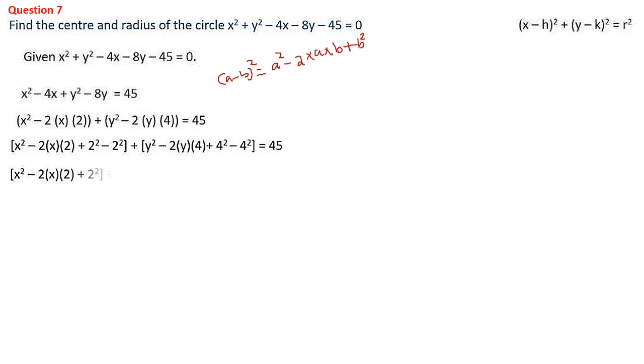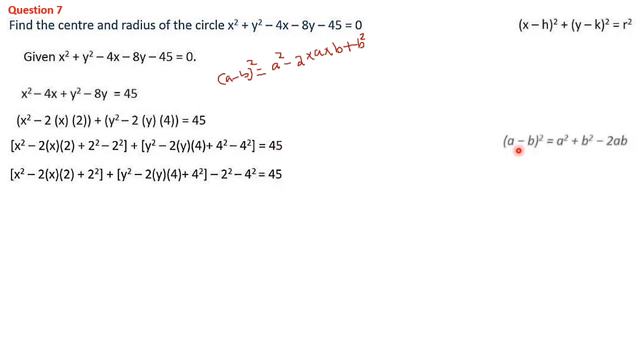Then this one, x square minus 2 into x into 2 plus 2 square. These three terms we want, a square minus 2ab plus b square, grouped together. Then here also, 1, 2, 3, these three terms we want: y square minus 2y into 4 plus 4 square. The balance, there is a minus 2 square, there is a minus 4 square, bring out, equal to 45.